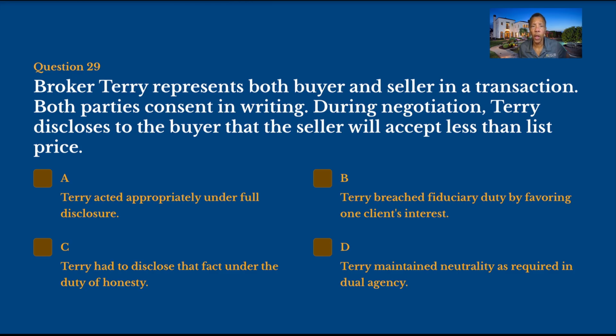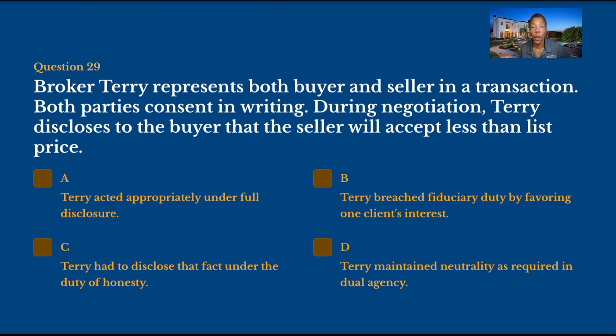So what do you think here? Both people did consent to dual agency, right? And I think that this is a great question because it gives you an example of the problems with dual agency. This is one of the problems with it, right? And so the correct answer here would be B. Terry breached fiduciary duty by favoring one client's interest.